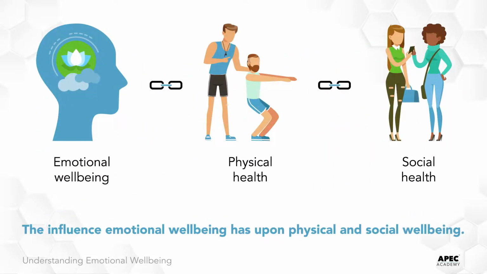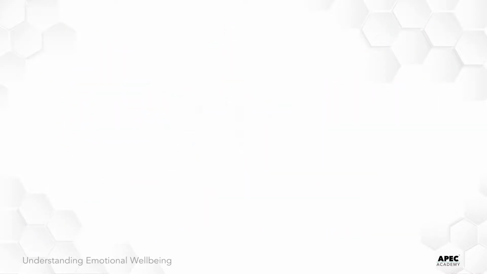term. Furthermore, learners will delve into how emotional well-being, physical, and social health are linked to each other. Once the learner has a clear understanding of what emotional well-being is and the influence emotional well-being has upon physical and social well-being, the module will prepare learners with practical strategies to help manage and maintain emotional well-being.